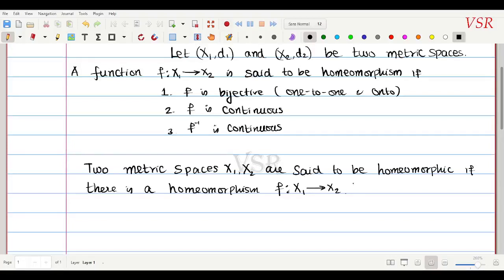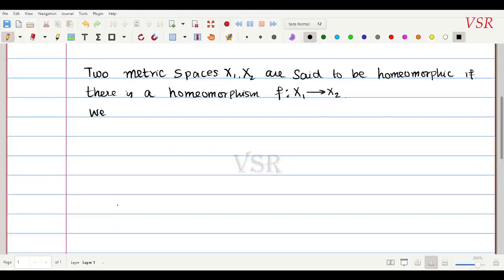We denote it by the notation X1 is homeomorphic with X2. We have shown, and already proved, that this is an equivalence relation.